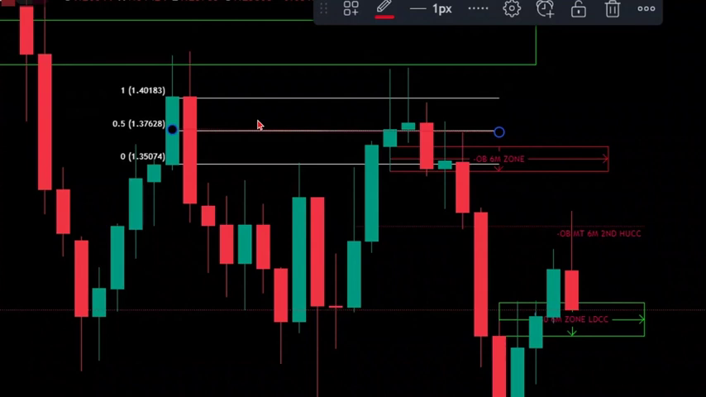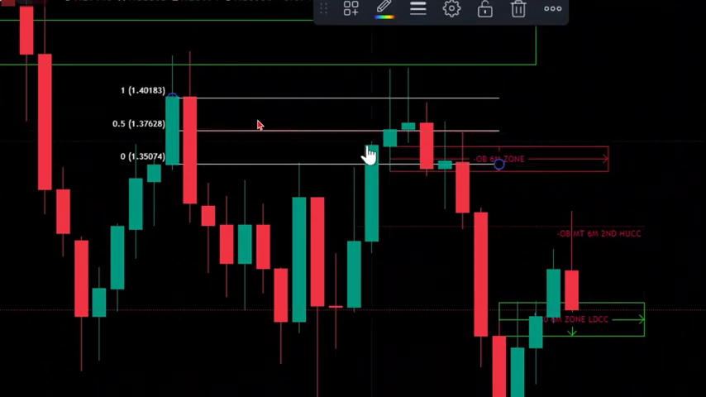Yeah, man. So that's crazy. That's crazy right there. So go ahead and take the Fibonacci off, and then let's take a look at this 3-month zone. All right, quick.